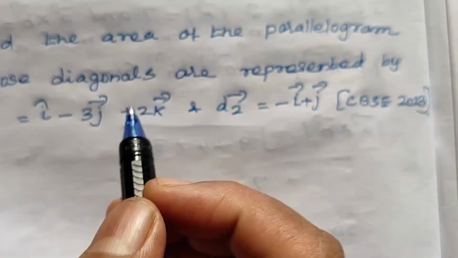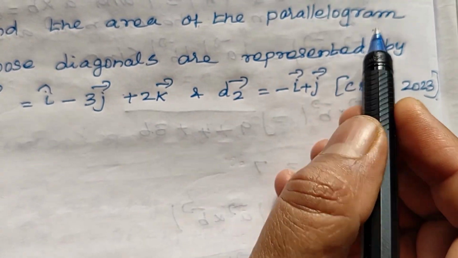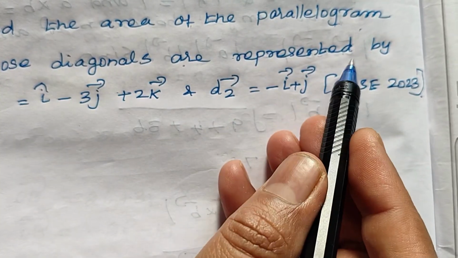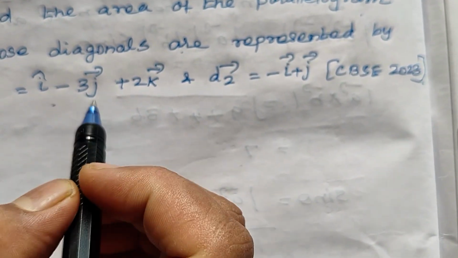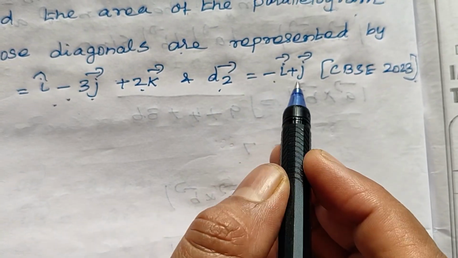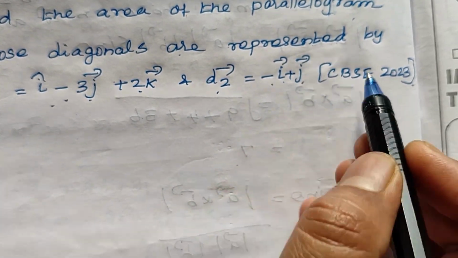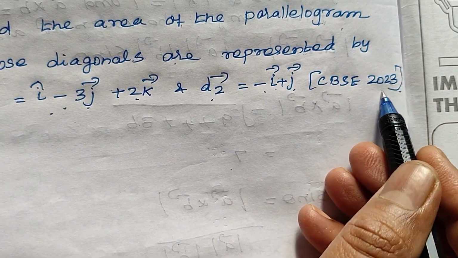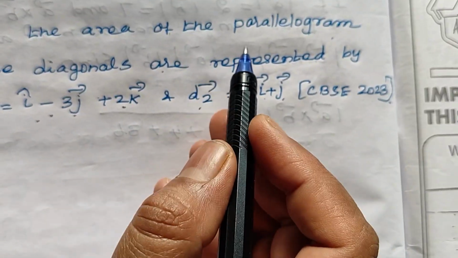Find the area of the parallelogram whose diagonals are represented by d1 vector equal to i vector minus 3j vector plus 2k vector and d2 vector equal to minus i plus j. So this is a CBSE 2023 question. Find the area of the parallelogram.